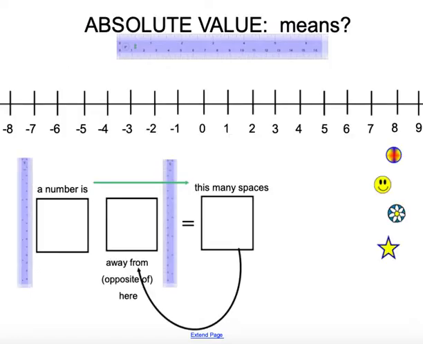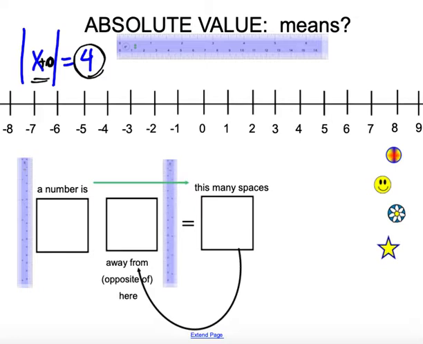Now, let's look and see what's new and different this year. New and different this year is we're going to have something that looks like this. And what this means is what number is this many spaces away from 0? So another way we could write that is x plus 0 equals 4.